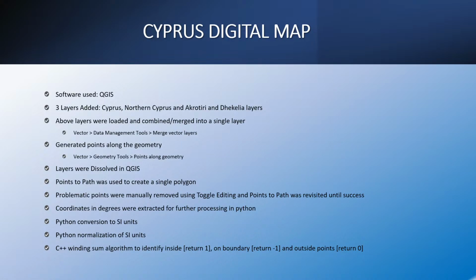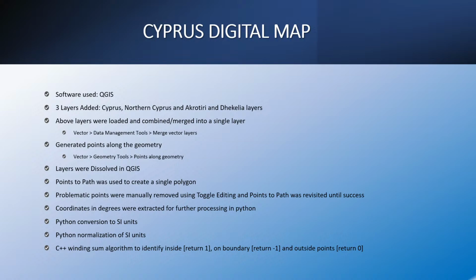So in order to proceed, we needed to create a Cyprus digital map. We used software called QGIS, and we loaded three layers: Cyprus, Northern Cyprus, and Akrotiri and Dhekelia. The map layers were loaded and merged into a single layer using vector data management tools, merge vector layers. Then we generated points along the geometry using vector geometry tools, points along geometry. And then the layers were dissolved in QGIS.